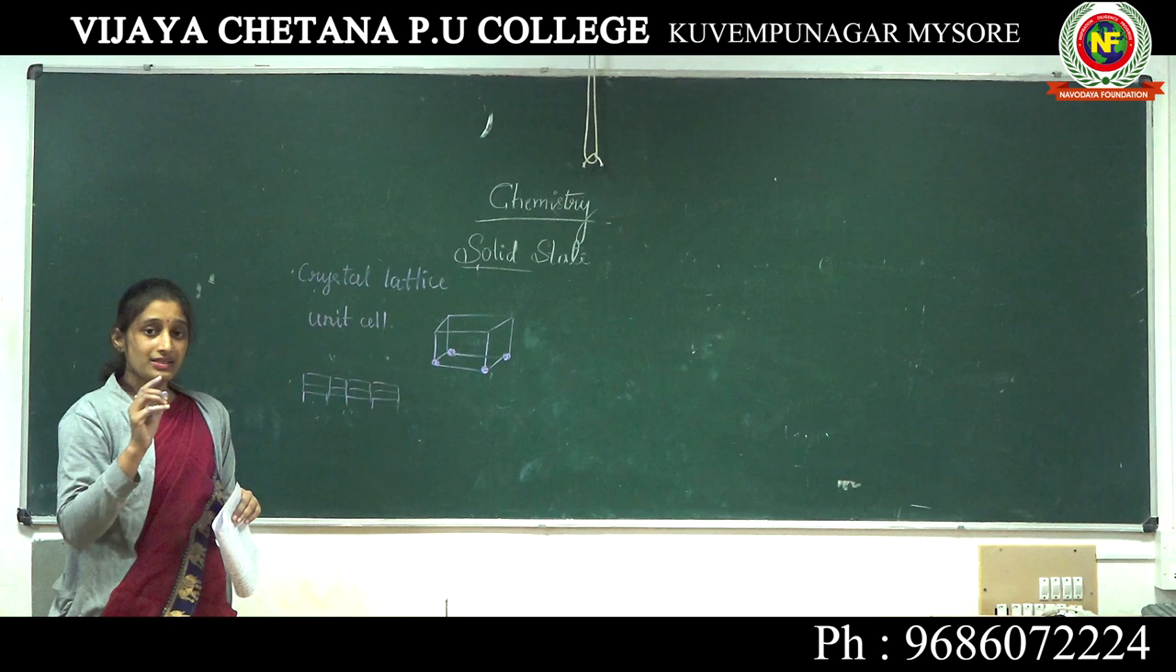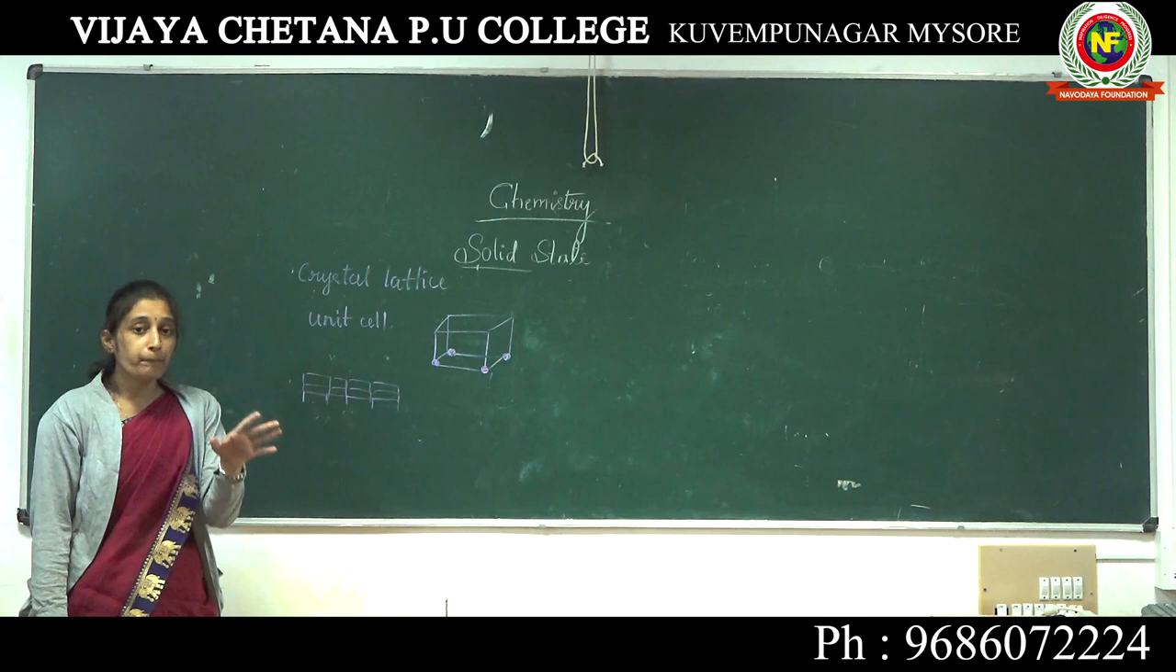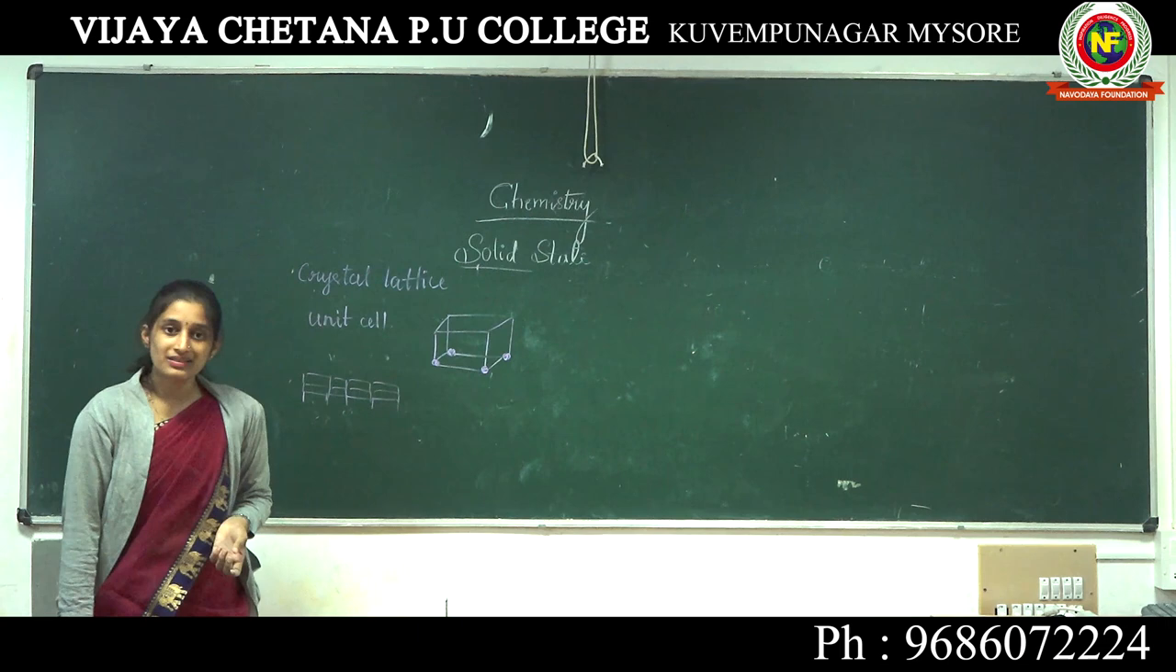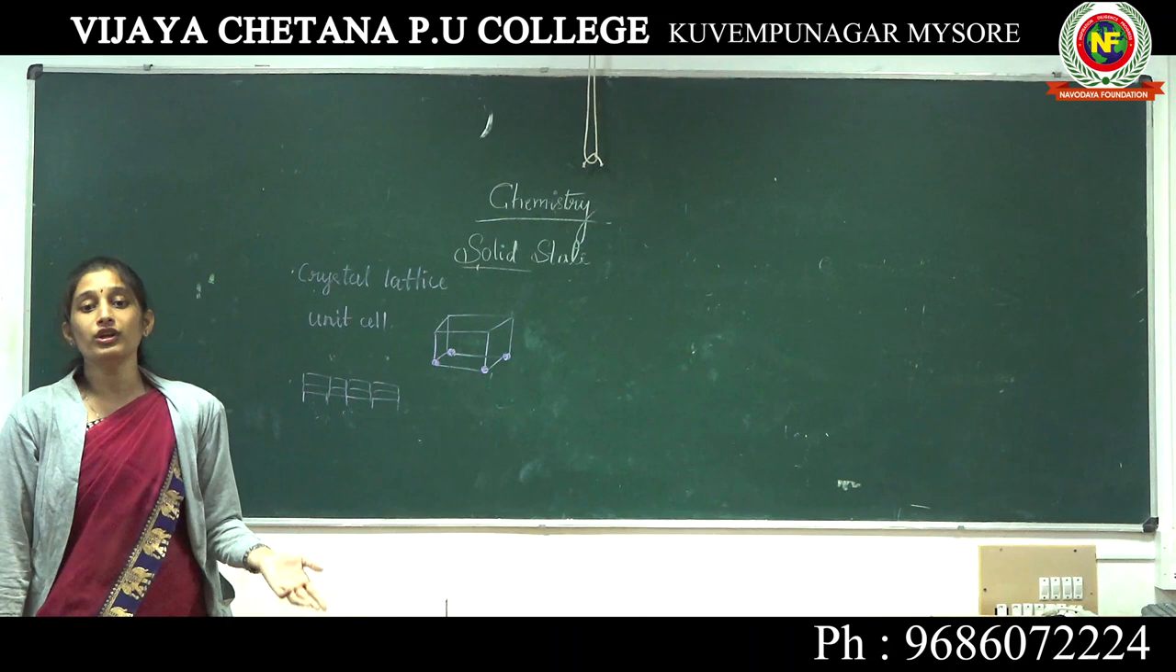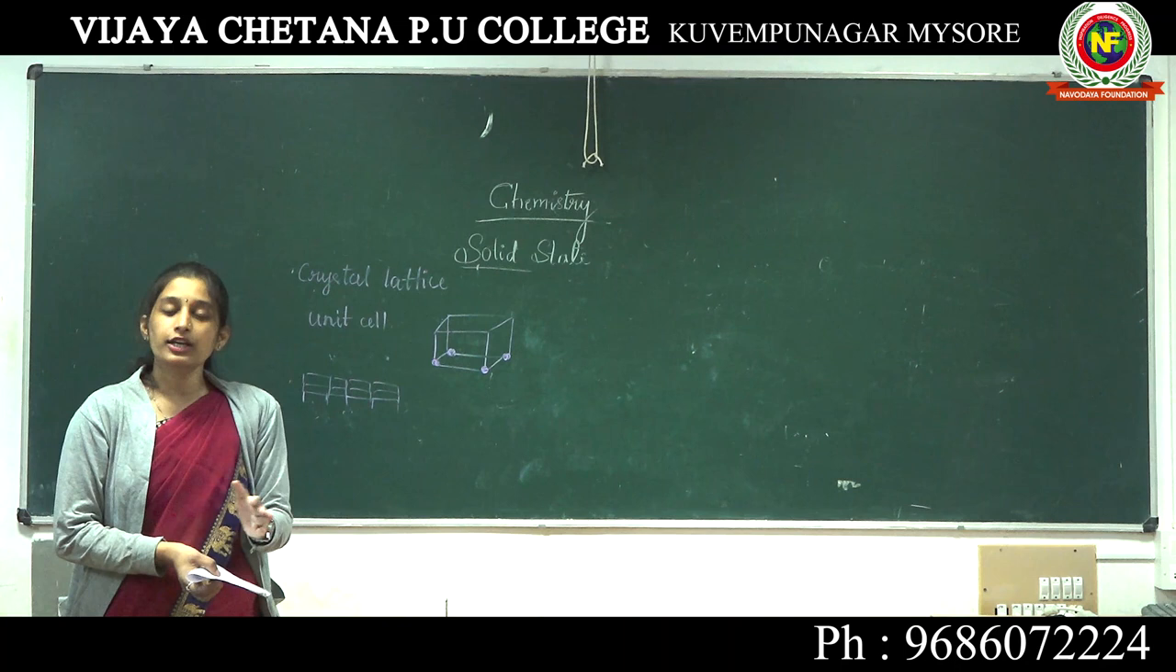Crystal lattice means the arrangement, the way the atoms are arranged. The arrangement we call the crystal lattice. It represents how the atoms, particles or molecules are arranged within the crystal. It need not be an atom; it may be an ion, it may be an atom, it may be a molecule. There are no rules. It can be anything.